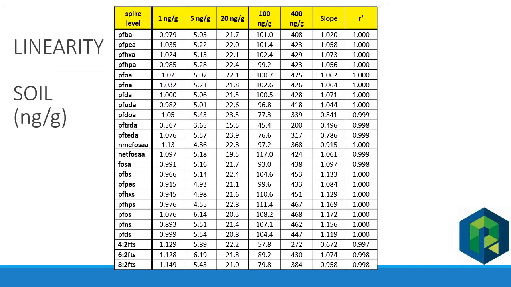Linearity is excellent for all compounds except for C13 acid. It's still linear, but it's biased low, and that's largely because it doesn't have an exact isotopically labeled standard as well. Slope and R squared are great, and this is linear between 1 nanogram per gram and 400 nanograms per gram, so quite a nice range there. And this is all obtained using accelerated solvent extraction in our process.